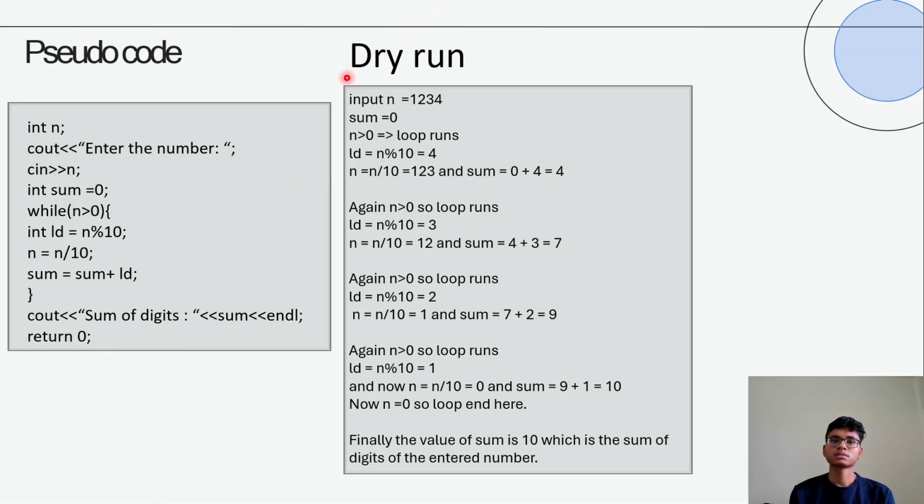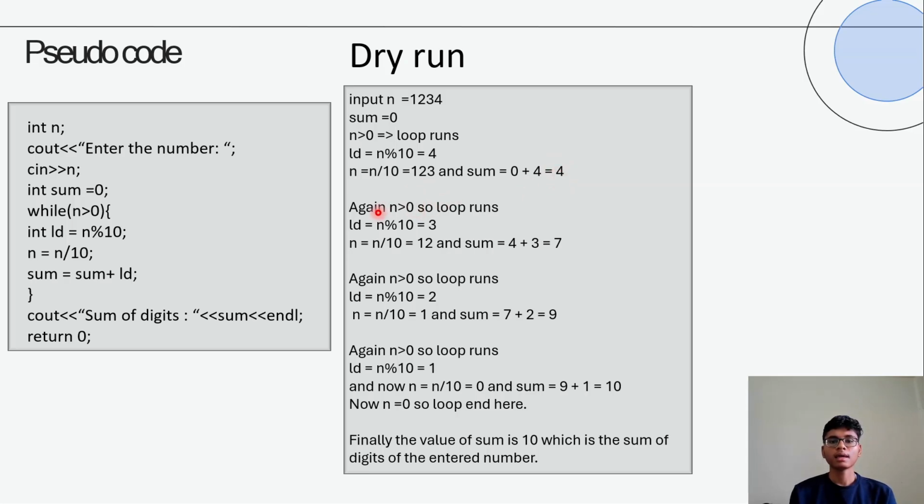And now let's dry run this code. Input n is equal to 1, 2, 3, 4. Sum is equal to 0, initialized. Here n is greater than 0, so the loop runs. And ld, the last digit, is now 4. Now divide this number by 10, 1, 2, 3. Sum is sum plus ld, which is the initialized sum 0 plus ld, which is 4, is equal to 4.